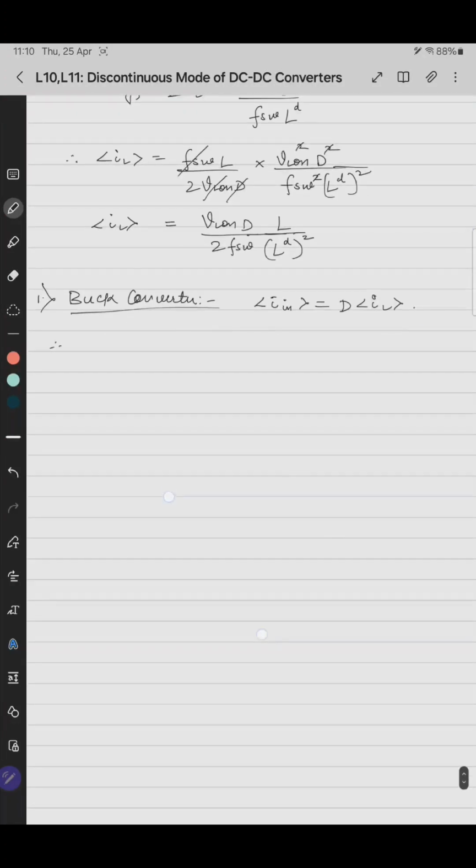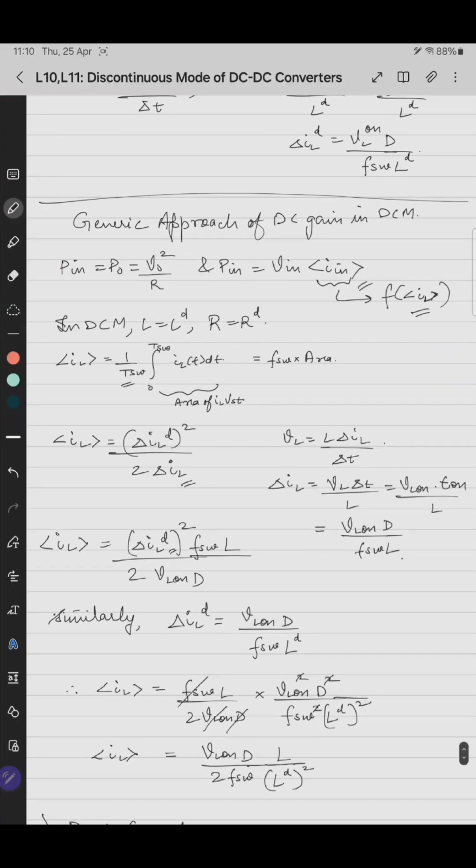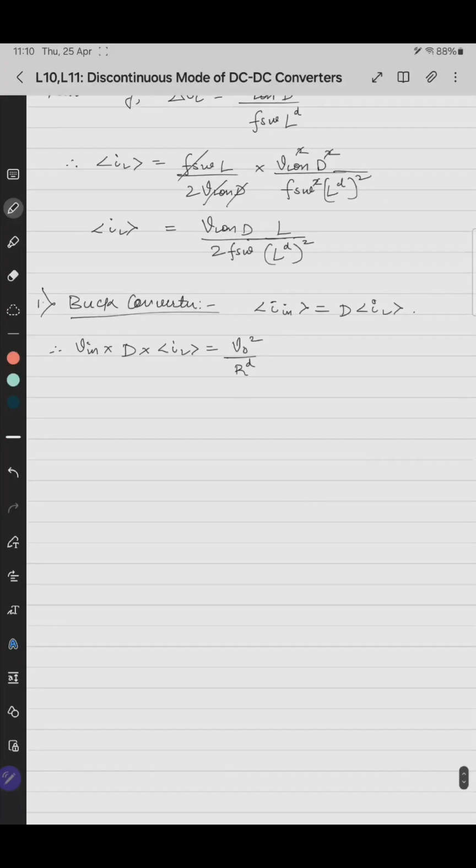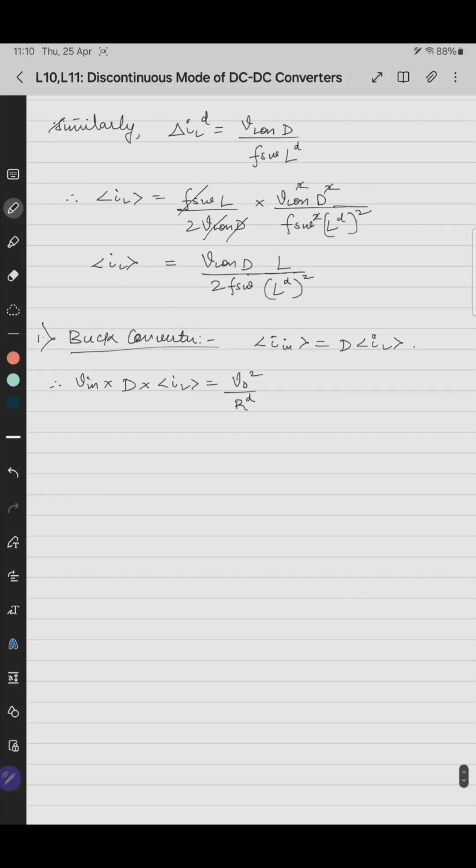P in is V in into the average value of IN, which is D into the average value of IL, equal to P naught. P naught is V naught square by R, where R is RD. So here we will write RD. Now we'll substitute: V in into D into VL on into D into L by 2 F switching LD whole square is equal to V naught square by RD.